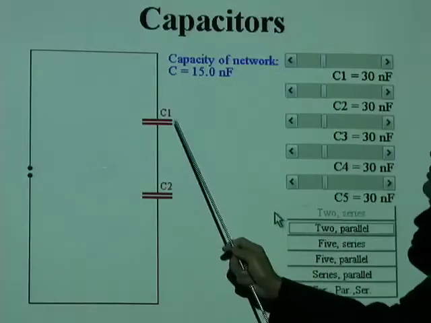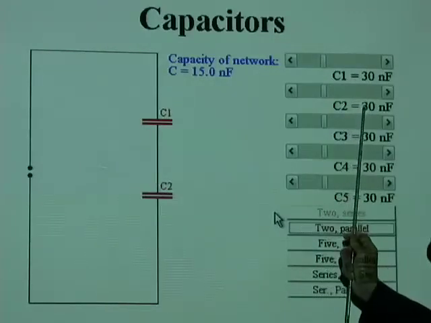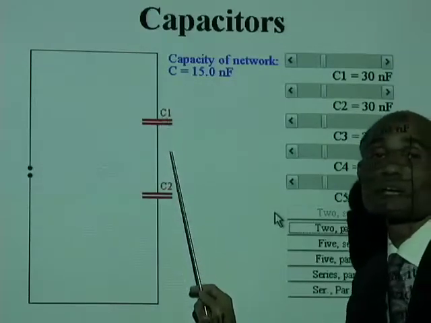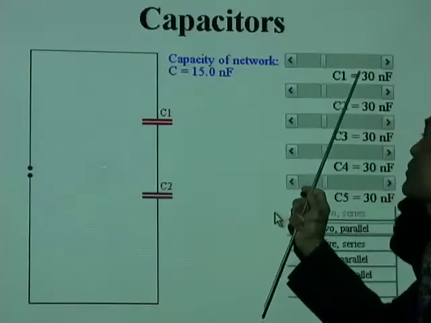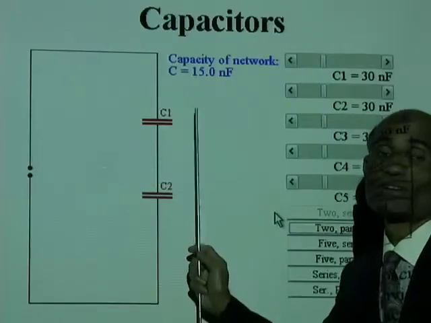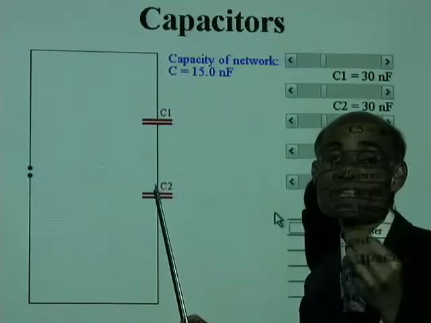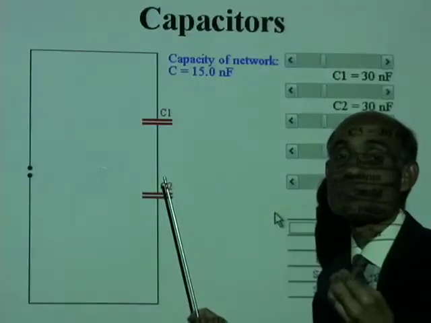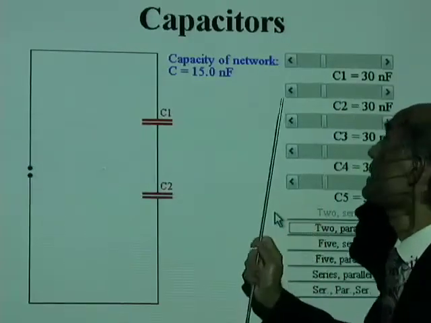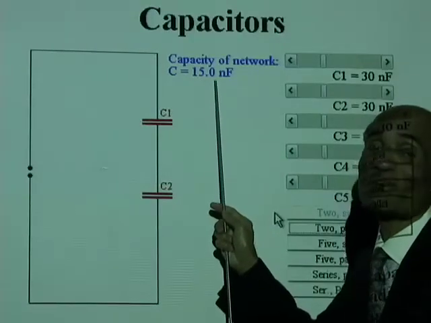If you notice, we have chosen two capacitors in series, and each of the capacitive values is 30 nanofarad. If you connect two capacitors in series, each of them 30 nanofarad, what is the total capacitance? Well, remember, for two capacitors in series, the total capacitance will be C1 C2 divided by C1 plus C2, which is 30 multiplied by 30 divided by 30 plus 30, and that will be 15 nanofarad.